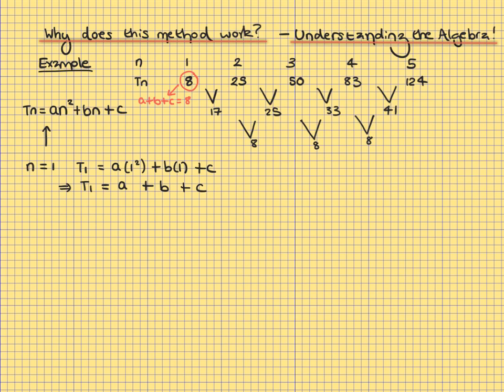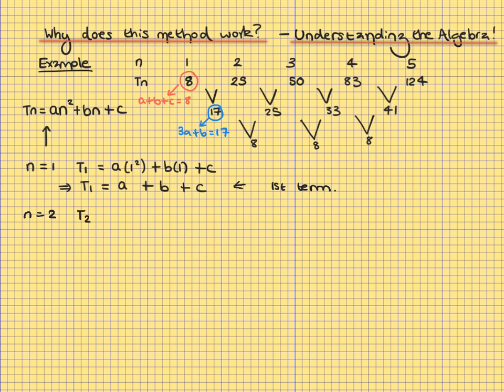So that's where the a plus b plus c actually comes from. Now, the second rule, if you remember carefully, was that this difference here, the difference between term 1 and term 2, was equal to 3a plus b. But where does that actually come from? Well, we know that this result is a formula for the first term. So let's input n equals 2 to find a general result for the second term.